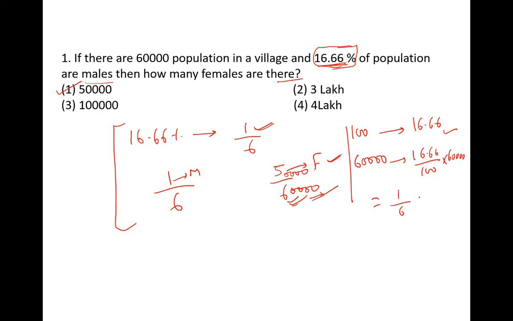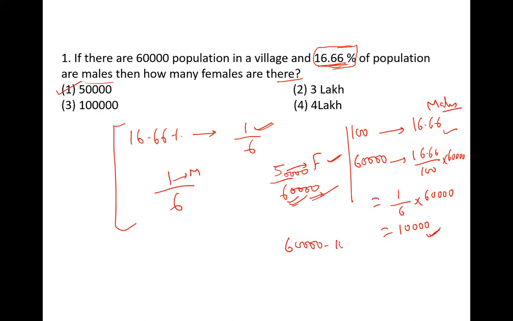1 upon 6 into 60,000. It means 10,000 are males. 16.66 are males, no? So 10,000 are males. Then how many females will be there?